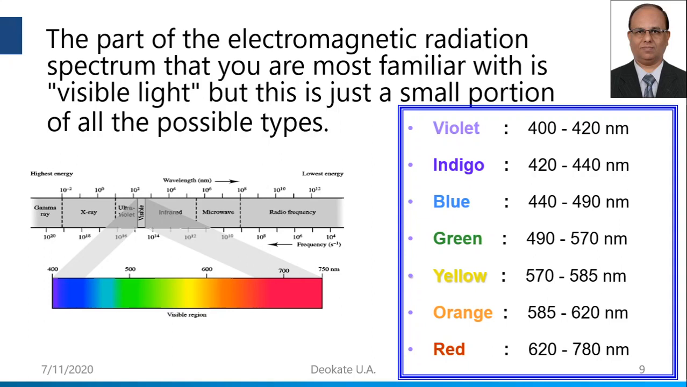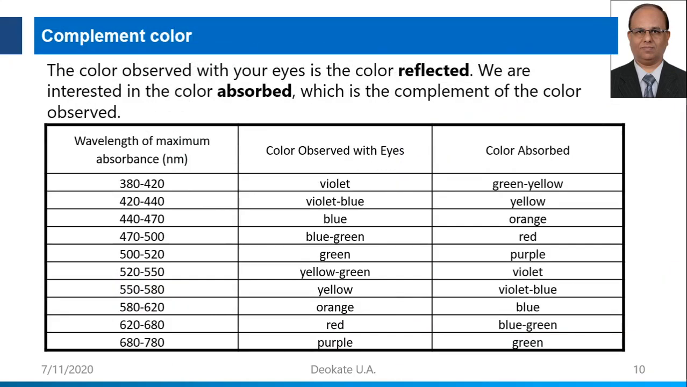So this is all in the visible region. But the rest of the radiations don't have color. So they are also useful for analytical purposes. One more important thing that we are discussing is the complement color.